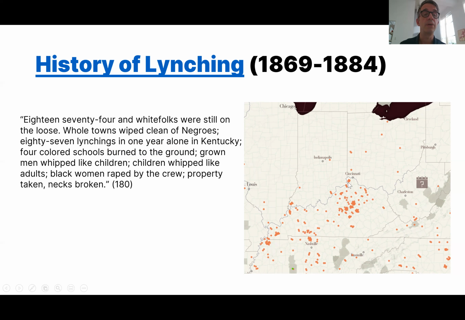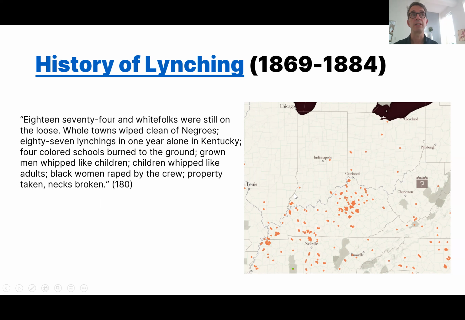And we have this memory here of 1874 from the novel. 1874, and white folks are still on the loose. Whole towns wiped clean of Negroes, 87 lynchings in one year alone in Kentucky, four colored schools burned to the ground, grown men whipped like children, children whipped like adults, Black men raped by the crew, property taken, necks broken. Here is Kentucky. Here is Ohio. And here's Indiana.